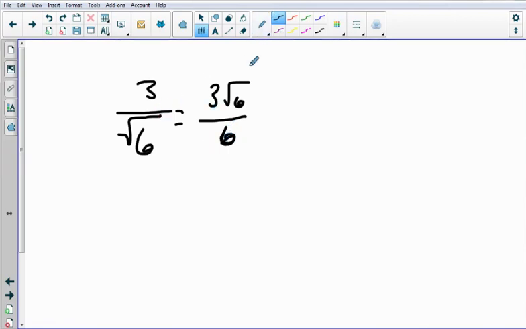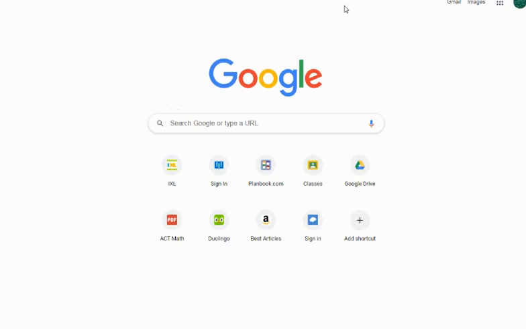Again, you don't have to do this for an assignment, but you do need to do it for the test, and you will see it later. But that's how you rationalize the denominator. If you have any questions, just let me know.